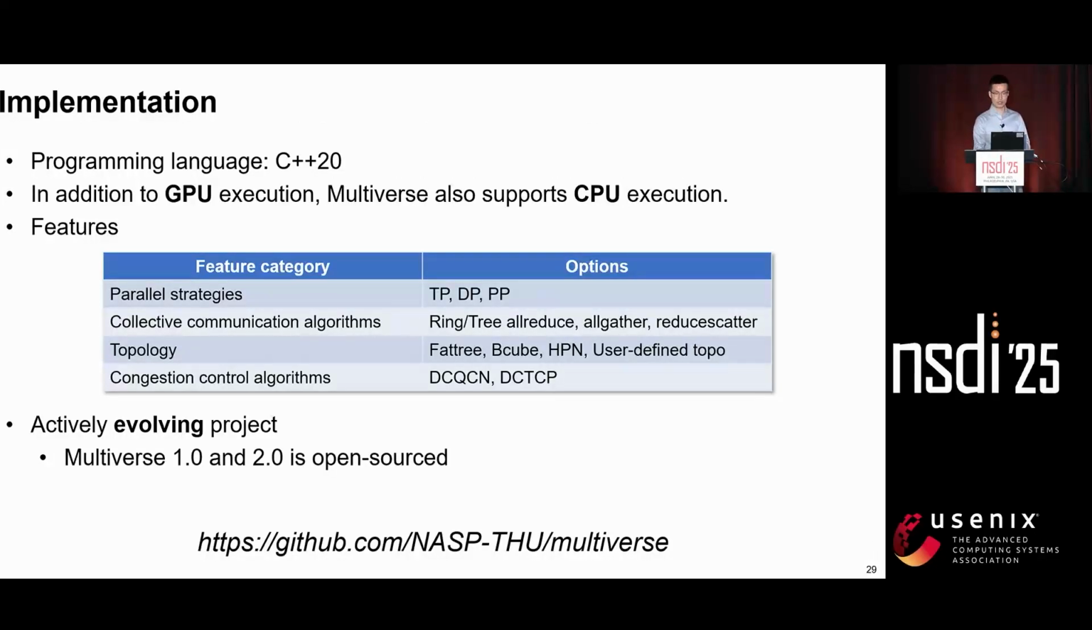As for implementation, Multiverse is developed in C++20. In addition to GPU execution, Multiverse also supports CPU execution. Multiverse supports the following features, including different parallel strategies, collective communication algorithms, user-defined topology, and congestion control algorithms. And Multiverse is under active development. We have already open sourced 2 versions.